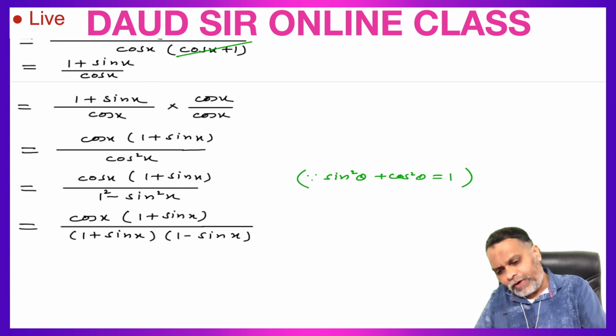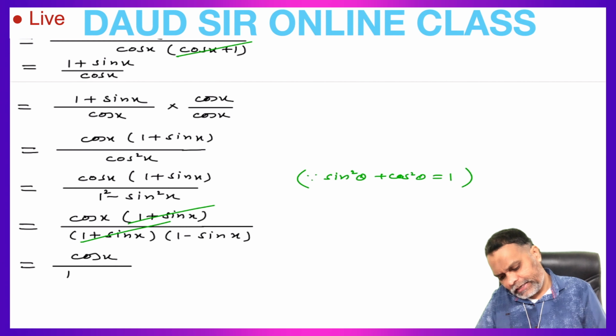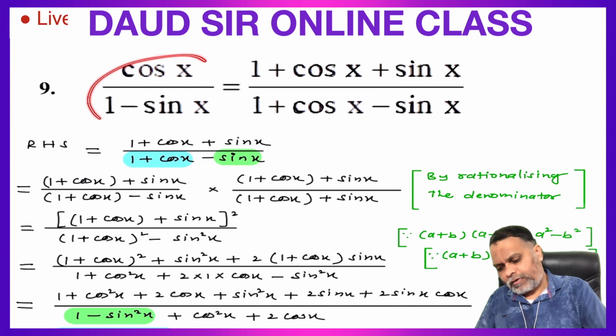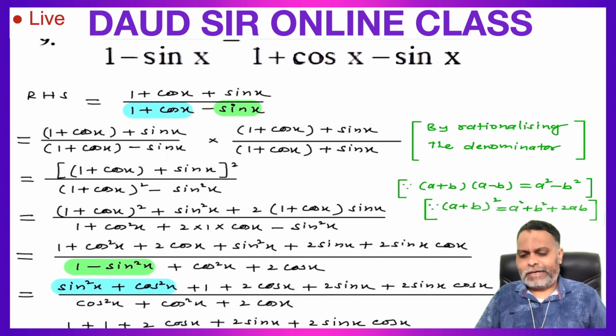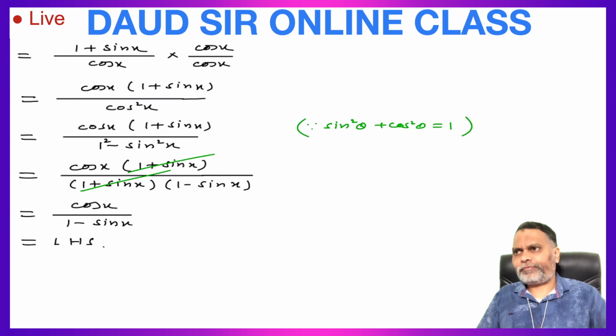Now this 1 plus sin x gets cancelled. So we have got cos x upon 1 minus sin x. This is our required left hand side. Cos x upon 1 minus sin x. So in this way we can prove this.